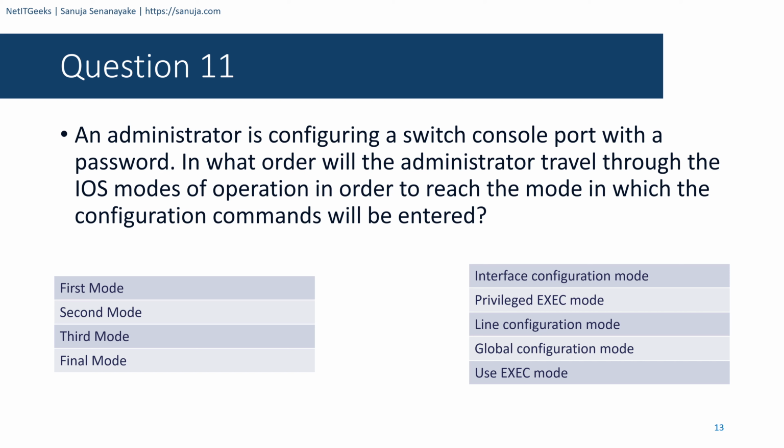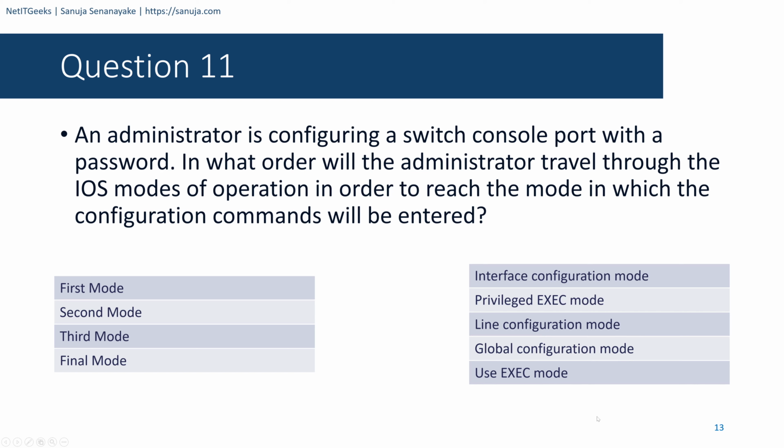In other words, what would the administrator go through when they are configuring a Cisco switch? What are the things that they should do? What would be the first mode? What would be the second mode, third mode, and the final mode, in that order? On the right hand side, we have a few options: interface configuration mode, privilege executive mode, line configuration mode, global configuration mode, and user exec mode.